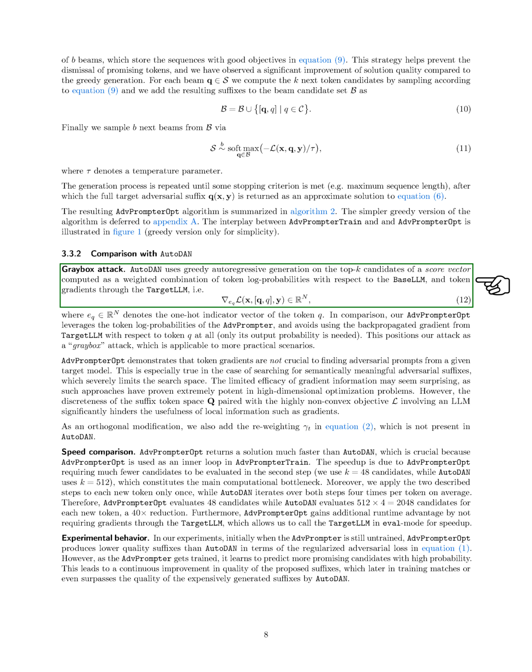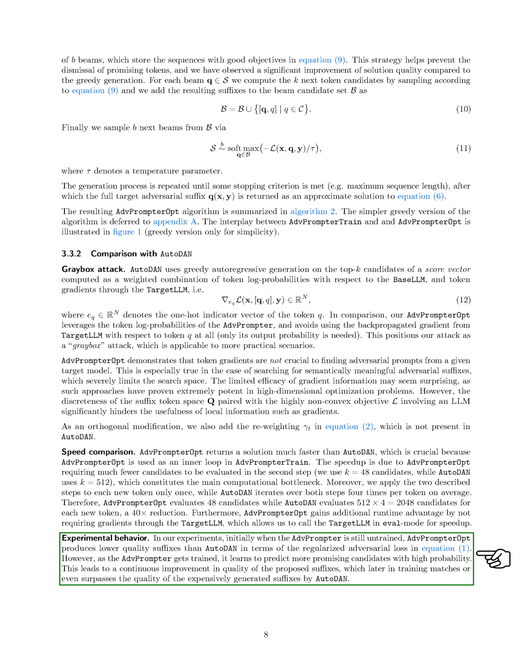AdvPrompter Opt is faster than AutoDAN as it evaluates fewer candidates and does not require gradients through the target LLM. Initially, AdvPrompter Opt may produce lower quality suffixes compared to AutoDAN, but as AdvPrompter learns during training, the quality of generated suffixes improves and can even surpass AutoDAN's results.